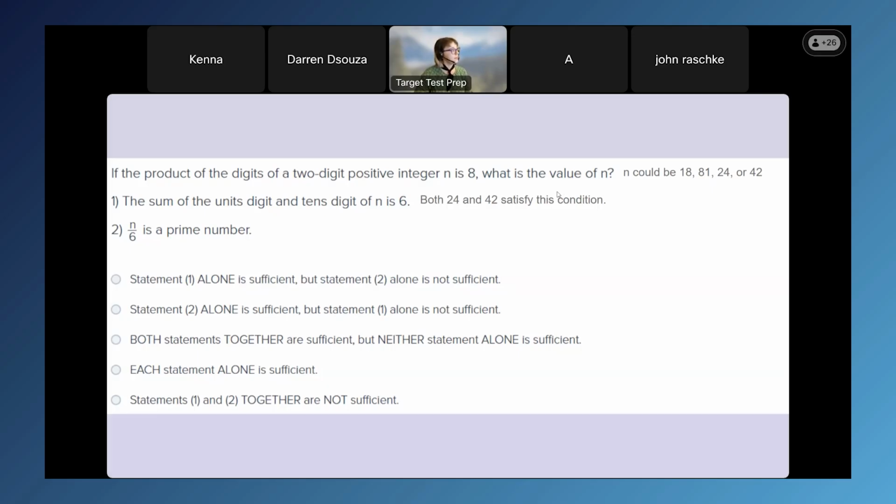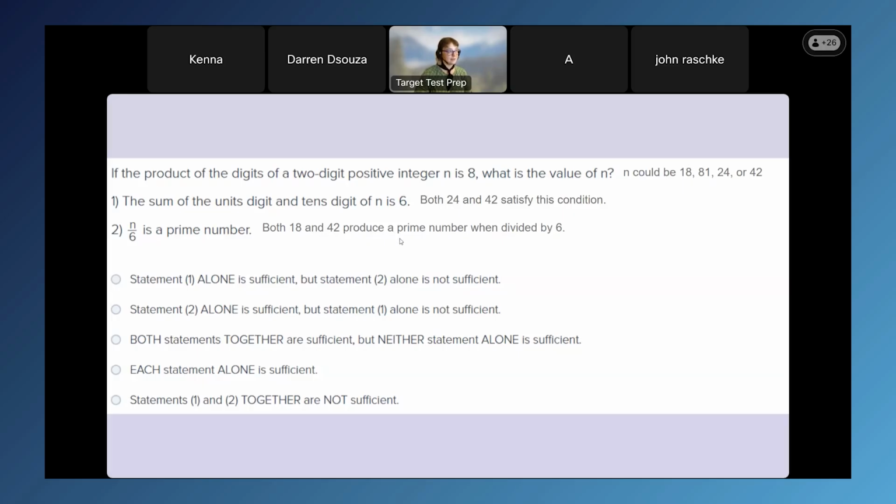Statement 2, n divided by 6 is a prime number. So 18 divided by 6 is 3. And this one doesn't work, but 42 divided by 6 is 7. So we still have two options. So statement 2 alone is not sufficient.